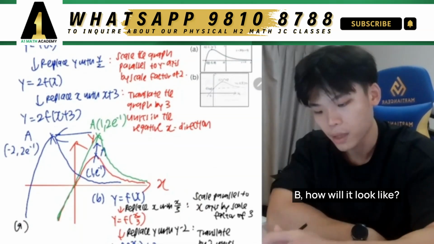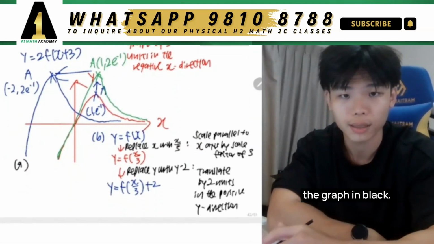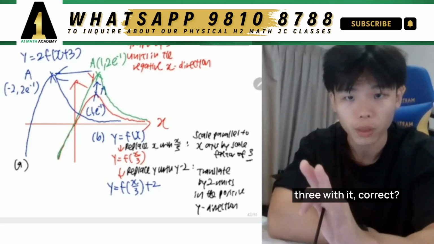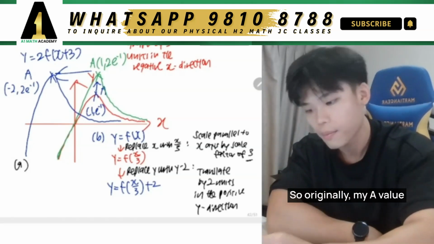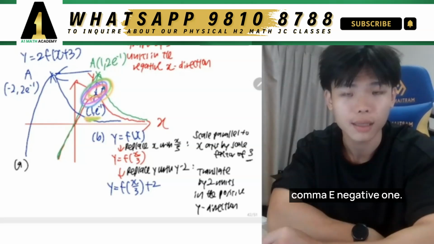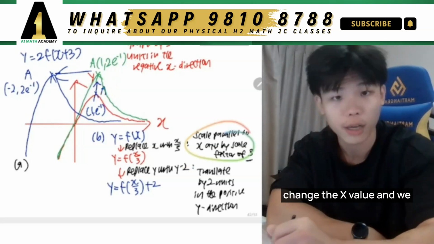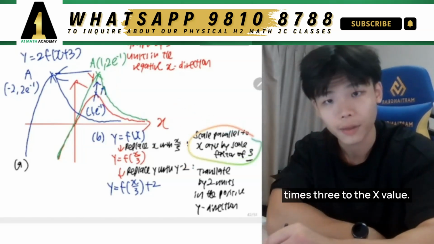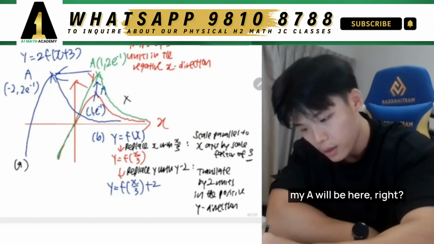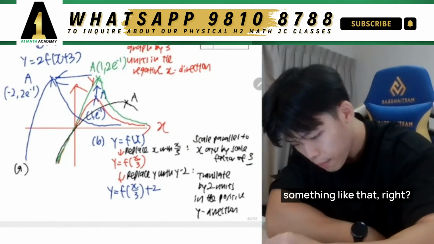Now for part B, how will it look like? I'm going to draw the graph in black. First thing is that our x value, we times 3 to it, correct? So originally, my point A is (1, e negative 1). For the first step, we only change the x value, and we times 3 to the x value. That means now this will be 1 times 3. So now my A will be here, right? Now it will look something like that, right?